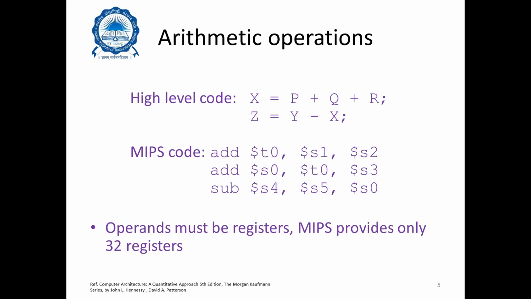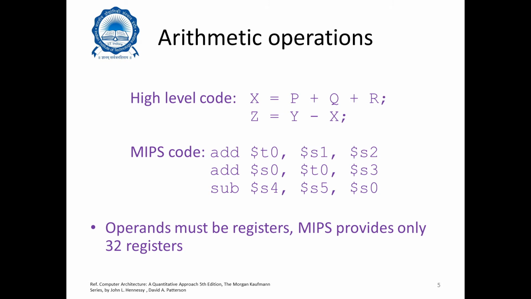Let's look into another high-level code. So you have x = p + q + r and z = y - x. So the equivalent MIPS code will be add $T0, $S1, $S2. What we are doing is basically adding S1 and S2, that is q plus r, and storing it onto a temporary register, which is $T0.